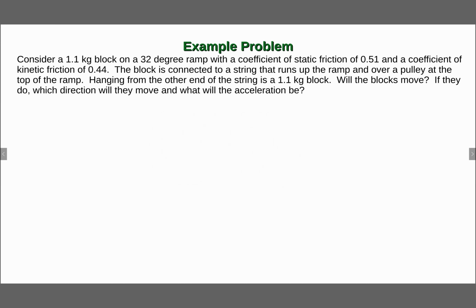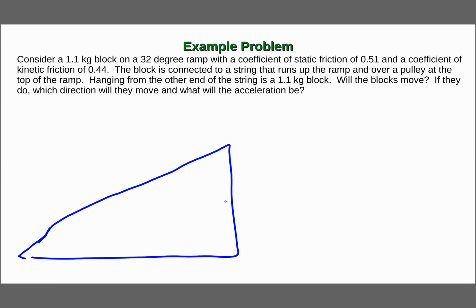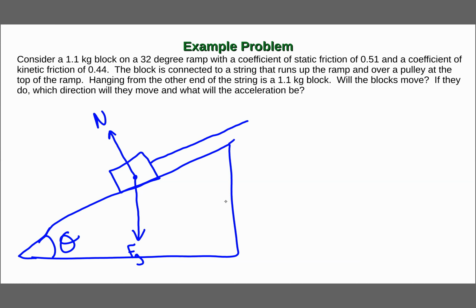So let's set up this problem first. We have our classic block on a ramp, with the force of gravity pointing down. We have the normal force pointing up. And then we have it attached to a string here that attaches it to this other block down here. We'll call this one M1, and we'll call this one M2.